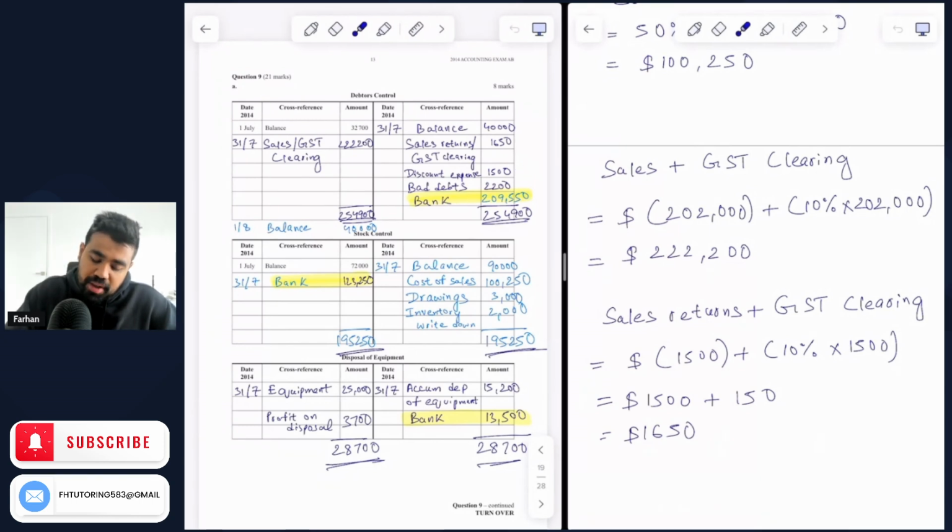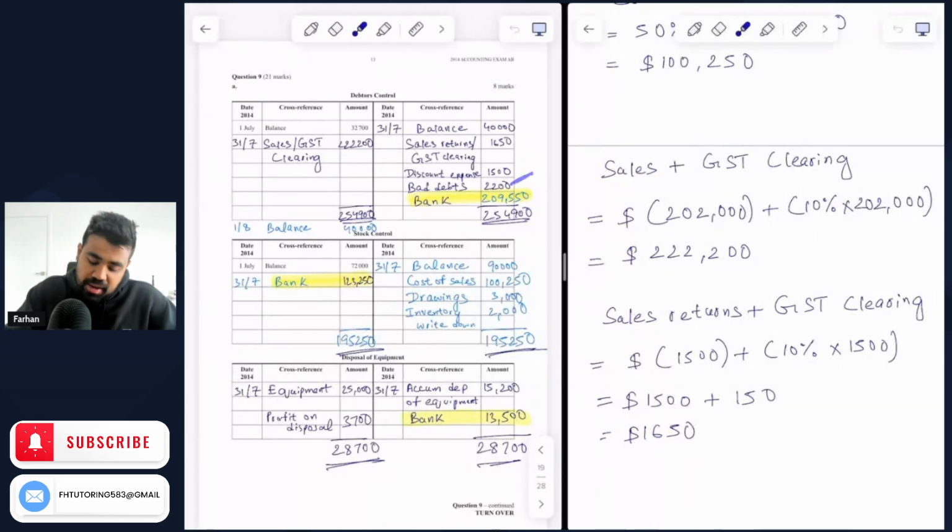Then we have included bad debts of $2,200 on the credit side as well. This reflects bad debts written off. So bad debts written off refers to those customers who have confirmed that they are not able to pay their debts back to the business. Therefore, this needs to be reflected as a reduction in the assets or accounts receivable that we have within the business. And because assets are going down, we are crediting them. So you can see on the credit side, bad debts of $2,200 included.